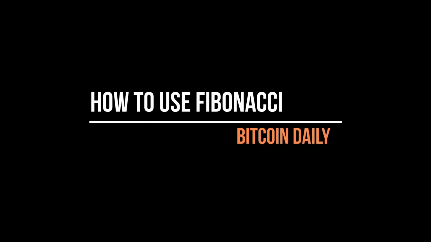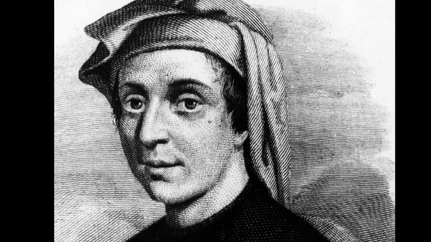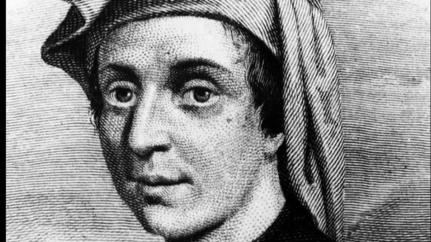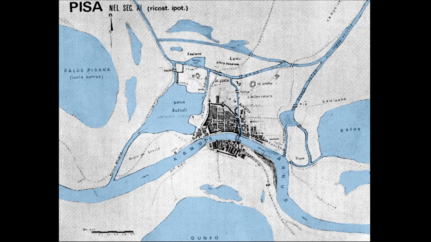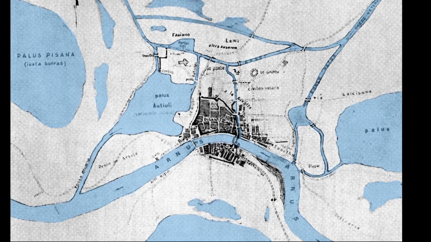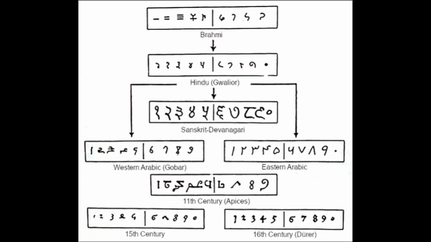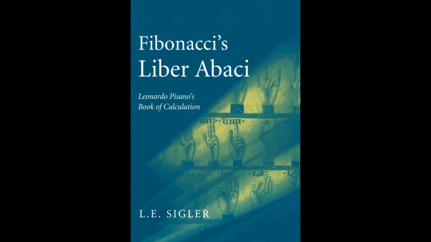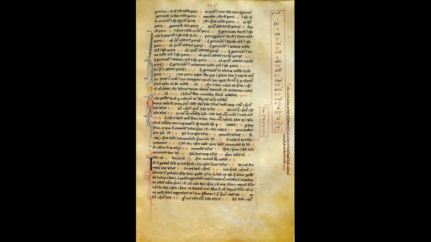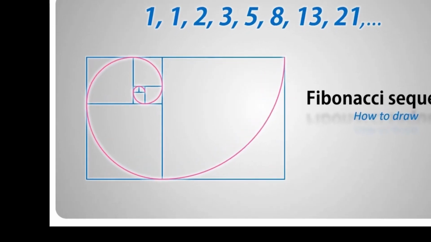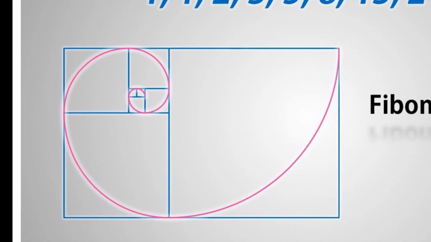How to use Fibonacci. So the first thing is, who was Fibonacci? Fibonacci was an Italian mathematician from the Republic of Pisa, considered to be the most talented Western mathematician of the Middle Ages. Fibonacci popularized the Hindu-Arabic numeral system in the Western world primarily through his composition in 1202 of Liber Abaci, or Book of Calculation. He also introduced Europe to the sequence of Fibonacci numbers, which he used as an example in Liber Abaci.